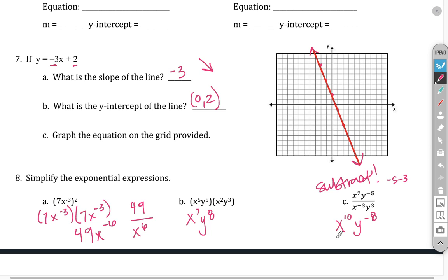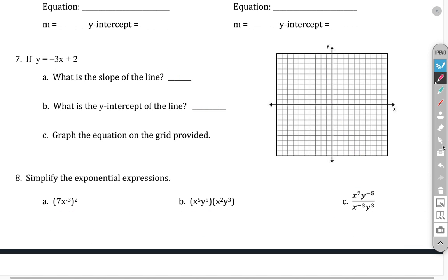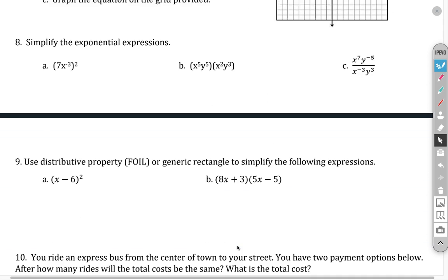So x to the 10th is good, but we want to get rid of this y to the negative 8th. So we're going to keep x on top and move y to the bottom. And that is your answer. The biggest thing to remember about exponential expressions, you add when you multiply and you subtract when you divide, and you don't want to have any negatives left when you turn in your answer.